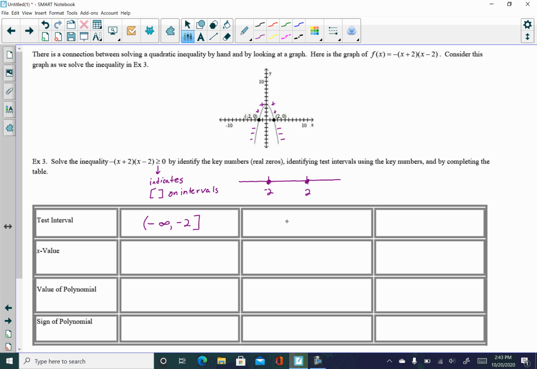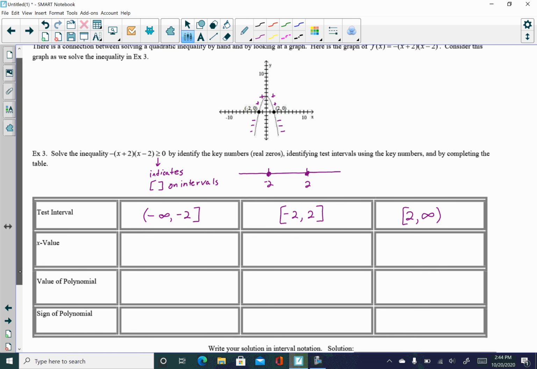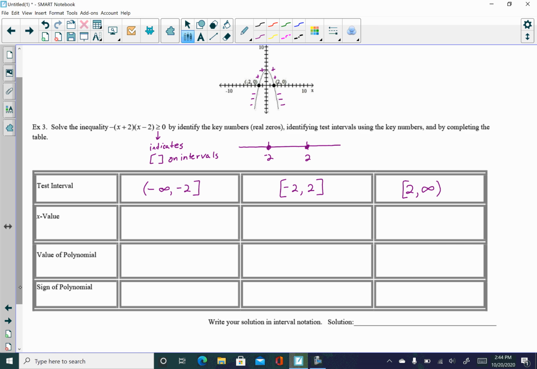Then in between -2 and +2, bracket on both. And then the last interval would go from 2 to infinity, bracket on the 2. Okay, that would be 3 separate pieces of that particular graph. Does that make sense? One or two of these individual test intervals will end up being a final solution for us.